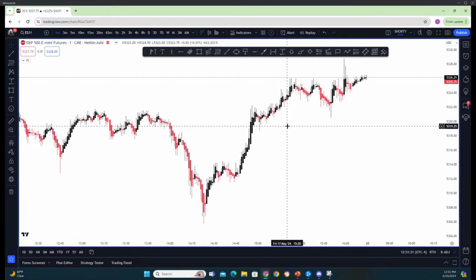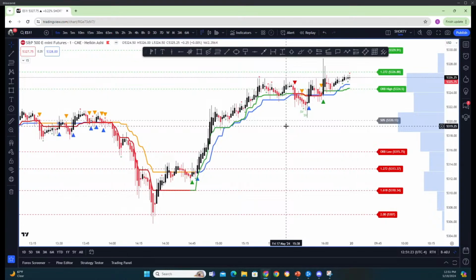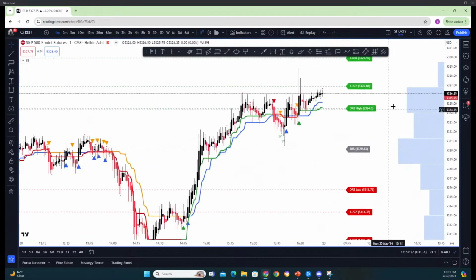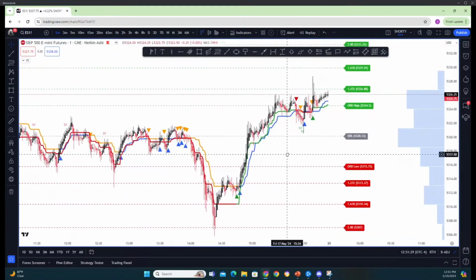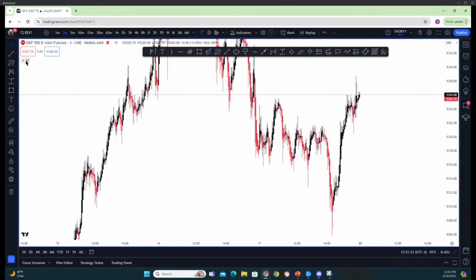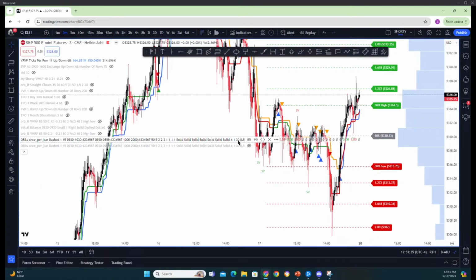And this was the Shorty ORB. This is my Shorty pivots, and then you'll have these ORBs that come up as well. And you guys should have all these indicators. You get to keep them.